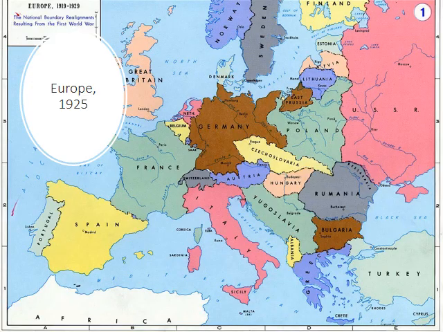Here's a map of Europe in 1925, and these are the borders that the Locarno Treaty guaranteed.